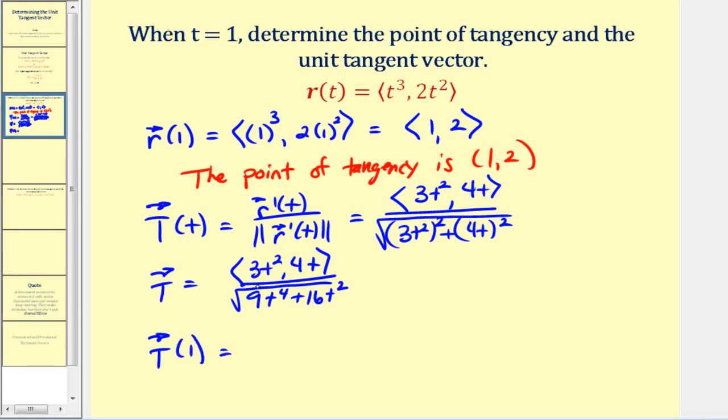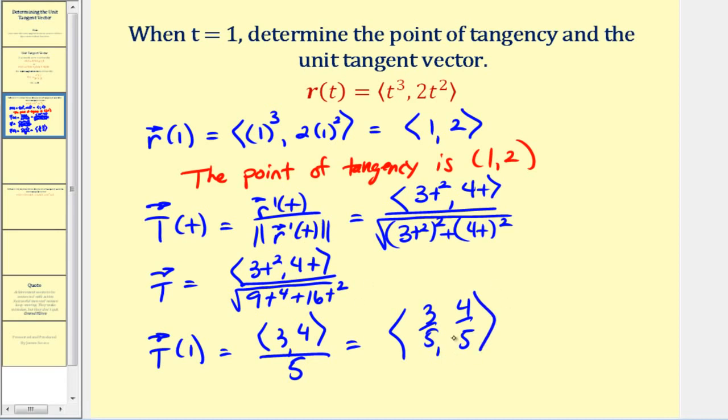So the x component is going to be 3. The y component will be 4. And we replace t with 1 here, we're going to have the square root of 9 plus 16. Well, 9 plus 16 would be 25, and the square root of 25 would be 5. So our unit tangent vector has an x component of 3/5 and a y component of 4/5.